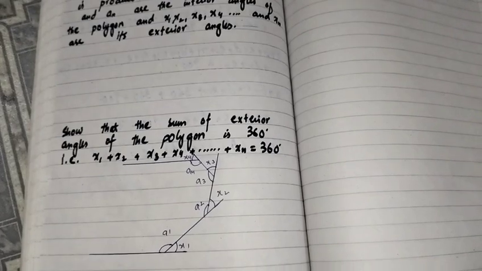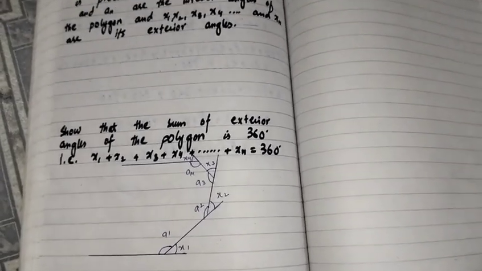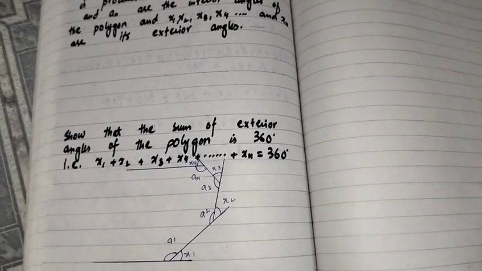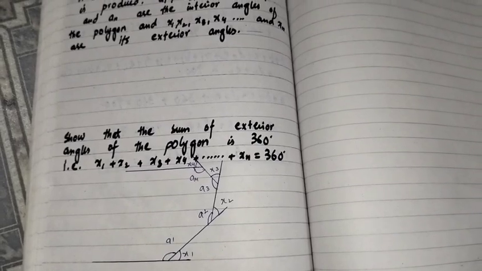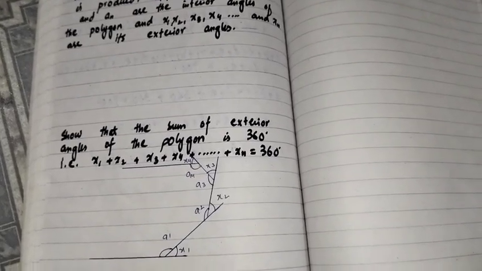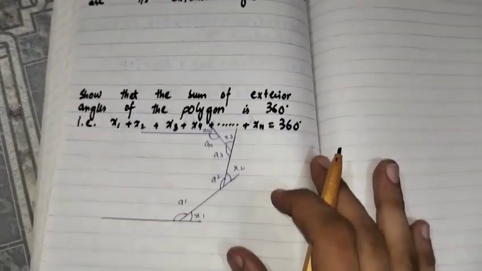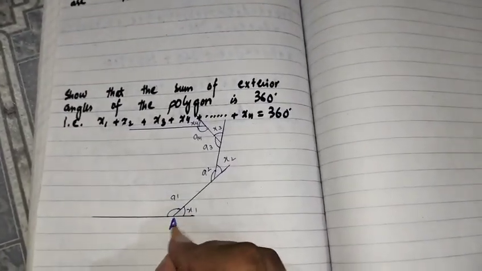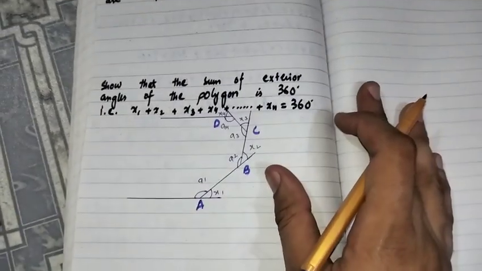We know that the sum of all the exterior angles is equal to 360 degrees, but in this question we have to prove it. So starting this question, this is the polygon with n sides. We didn't know how many sides this polygon has. So supposing that this is point A, this is B, this is C and this is D.